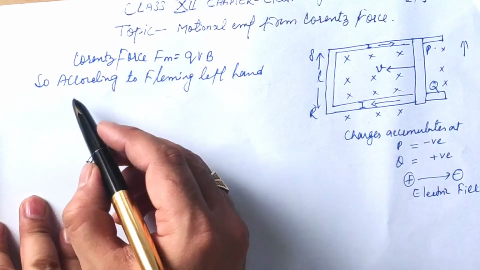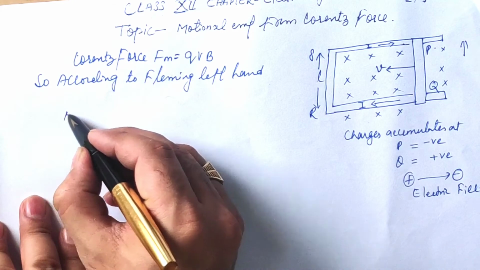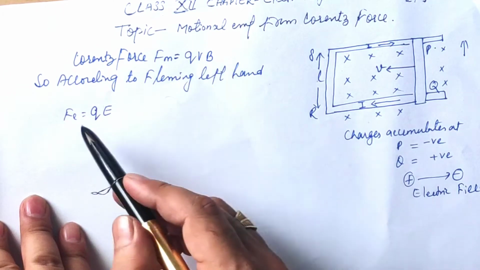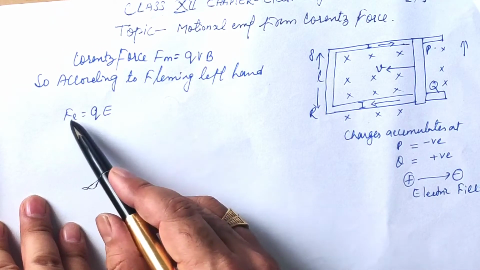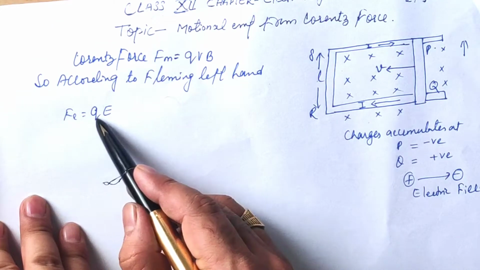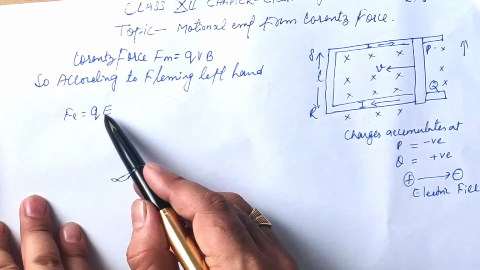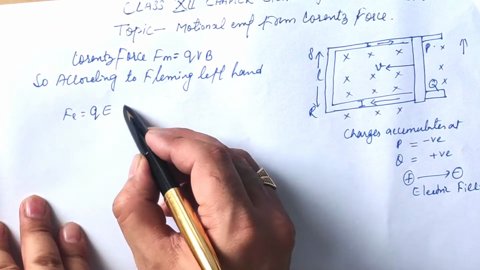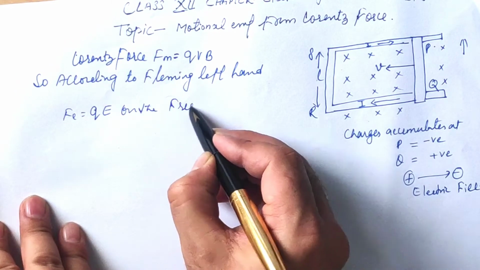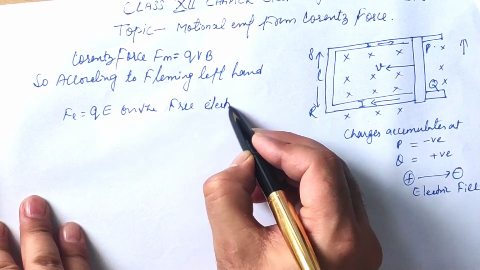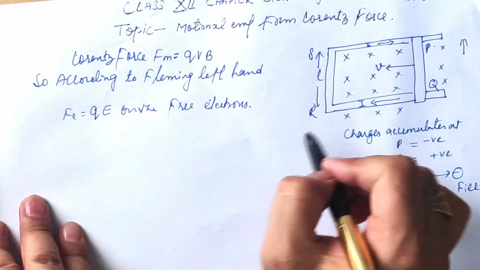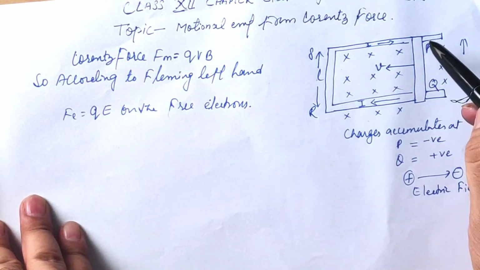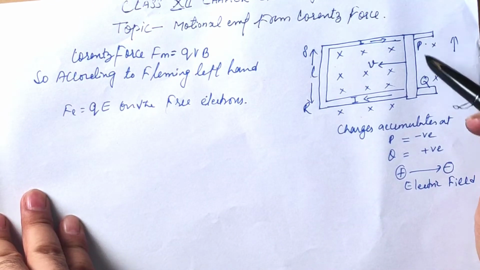This field also exerts a force, that is Fe is equal to qE. Magnetic force is qvB and electric force is qE, the force experienced by the charged particle, or the force on the free electrons. The accumulation of the charges at the two ends will continue till these two forces balance each other. Means the movement of the charges continues till the two forces balance each other.